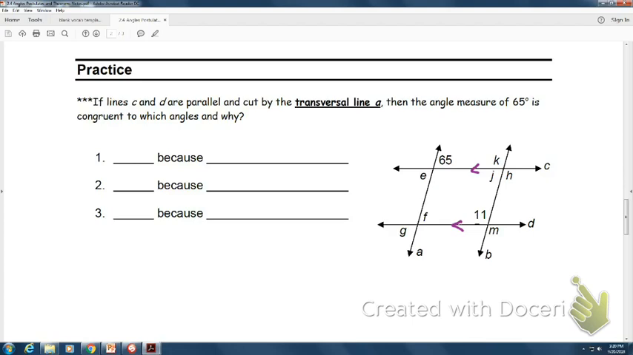Okay, somebody raise their hand and give me one angle that is congruent to 65. Yeah, Monica. G, because alternate exterior. Very good. G because of alternate exterior. Cliff, give me one. F because of corresponding. And somebody give me the last one. Yes. E because vertical. E because of vertical.